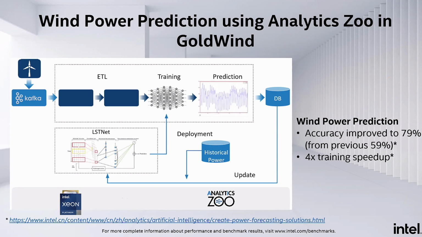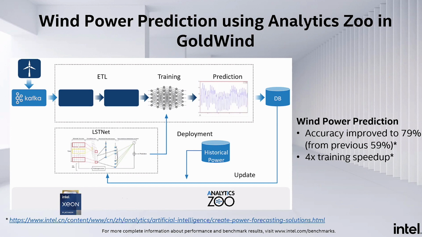Basically, as you can see here, you collect all that information from your wind tower, the tower of the wind power generator, and then the real-time data is streaming into your system. You process the data using Analytics Zoo and TensorFlow to do distributed training. In this case, we're using LSTnet to do distributed training, and to use history data as well as a lot of information about the weather, about the power generator and so on, to do the prediction.